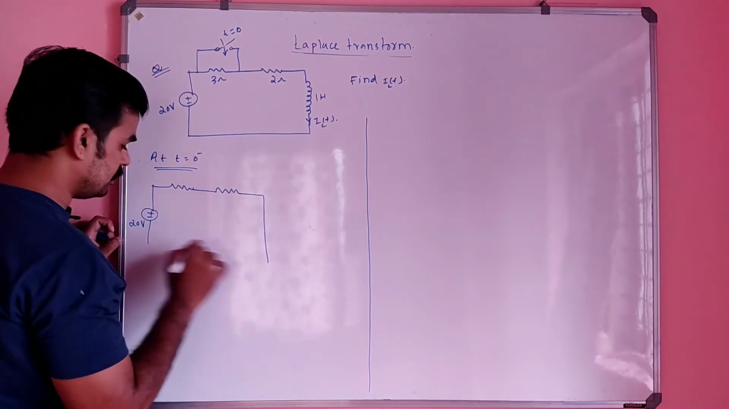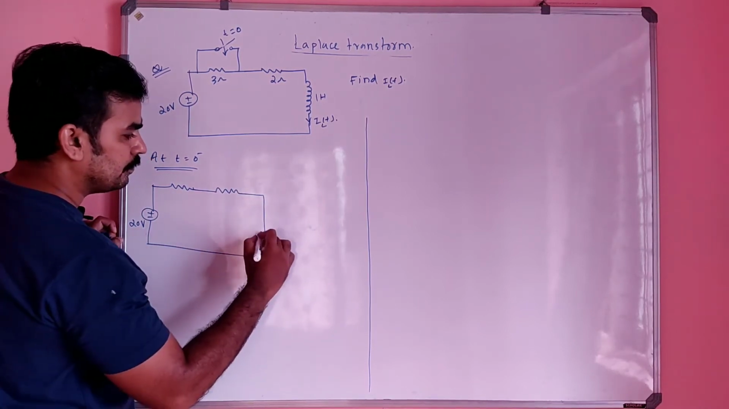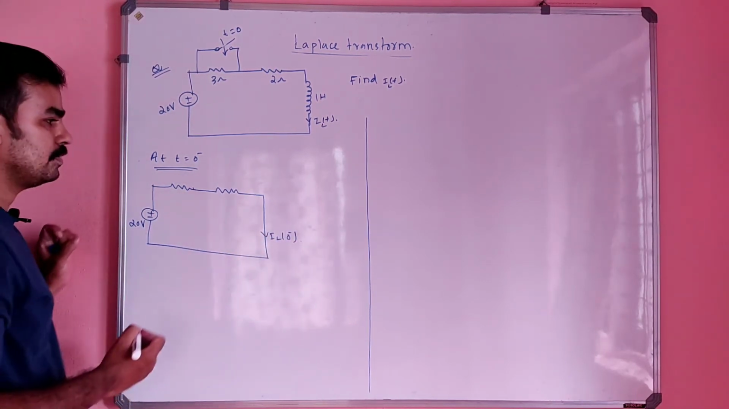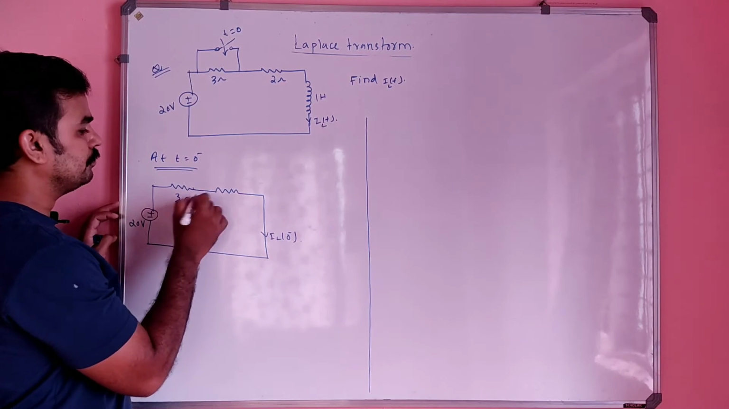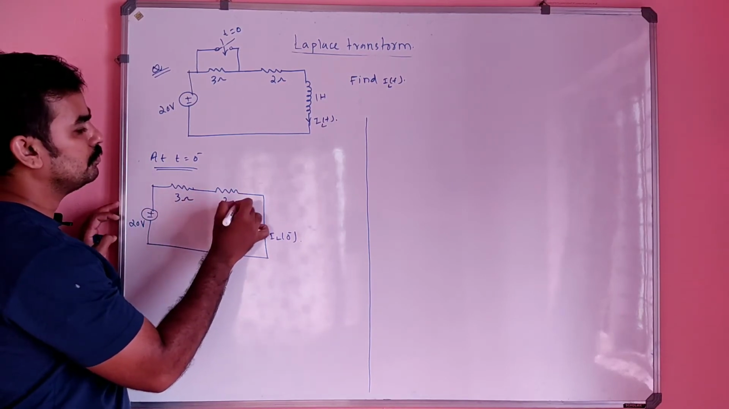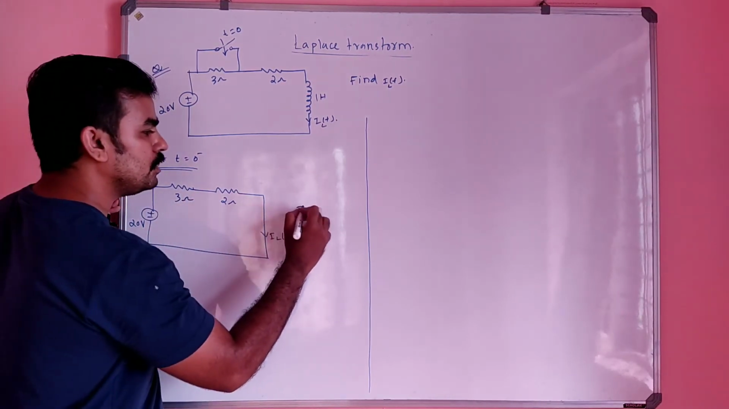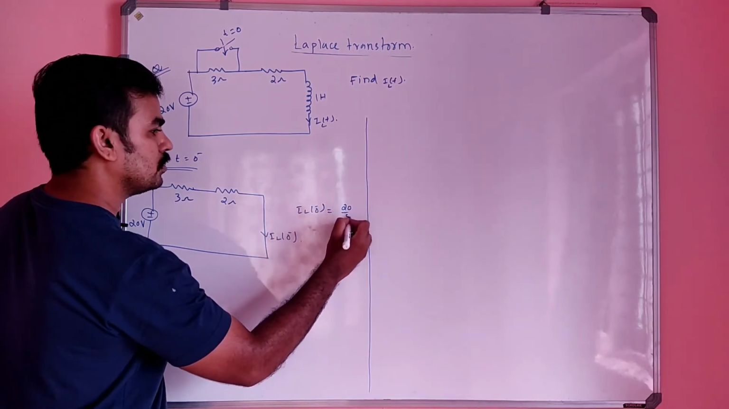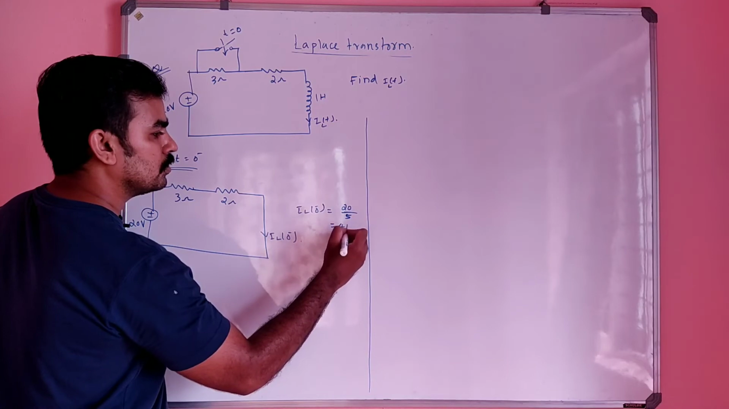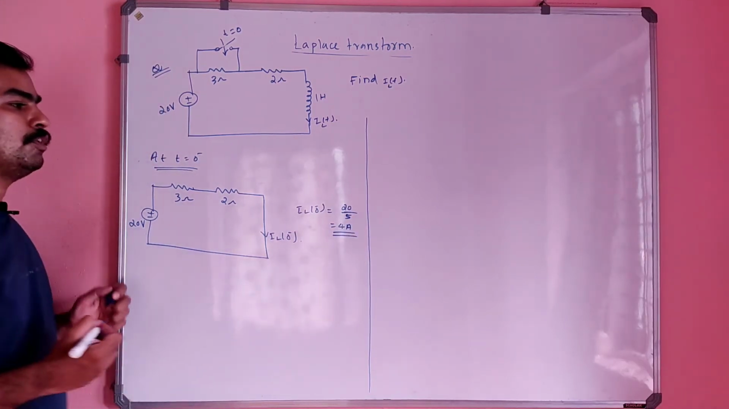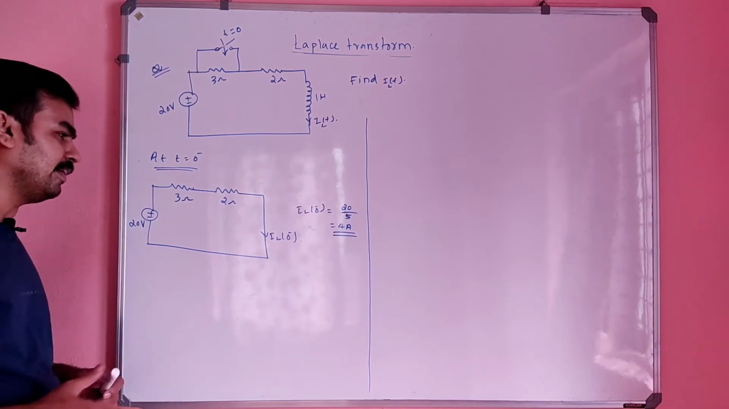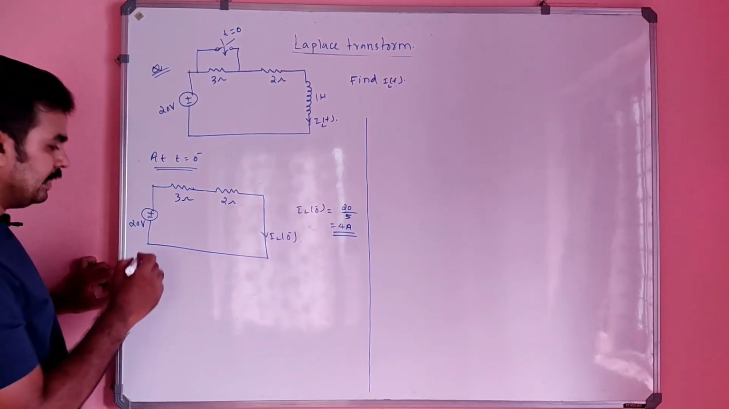Inductor will be a short circuit. IL of 0 minus. And this will be 3 ohm and this will be 2 ohm. So what is the value of IL of 0 minus here? So IL of 0 minus is nothing but 4 ampere. Correct or wrong? Correct. Then you have to go for t greater than 0, right?